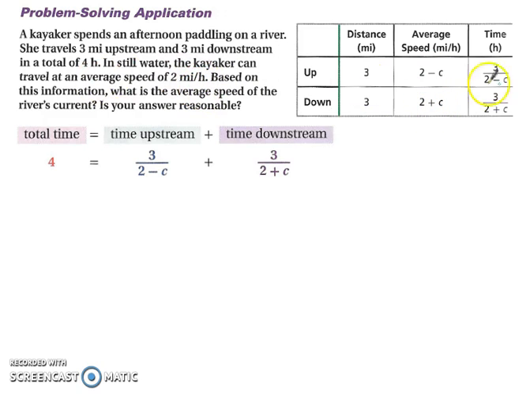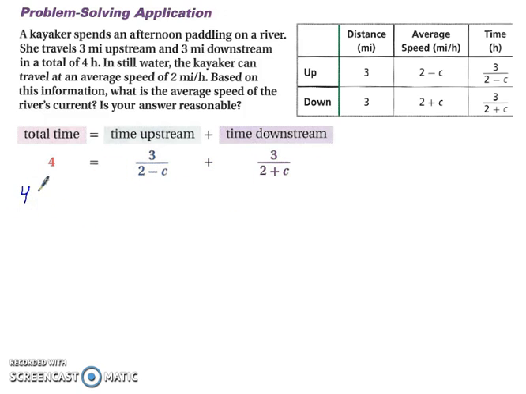miles an hour here. And then we have our time is going to be 3 divided by 2 minus c and 3 divided by 2 plus c. Together, that will give us our total time. So our total time equals the time going up the stream and the time going down the stream. So we need to simplify this. We don't like having these variables in our denominator, so let's get rid of them.